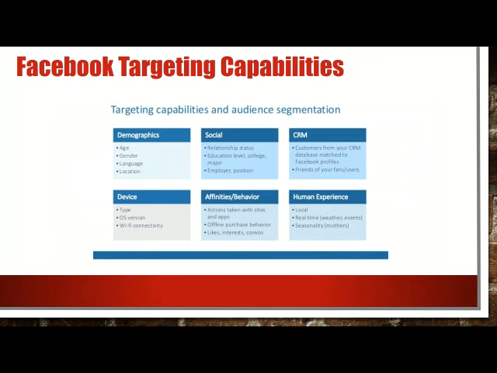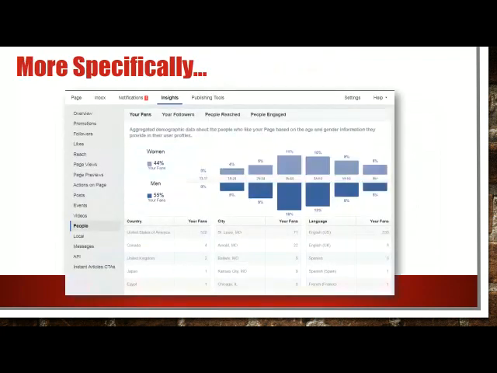You can target by life events, and that affects what people purchase and what they do online. Geo-targeted just by location or certain events that are happening. And more specifically, remember this, our insights. If you go back and look at this, this is a great place.